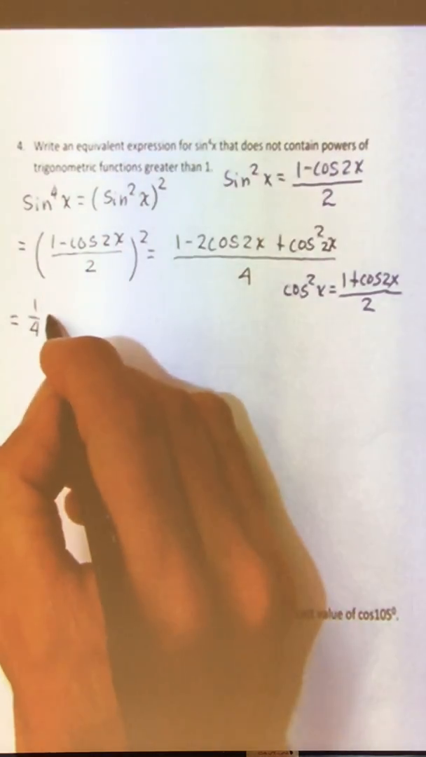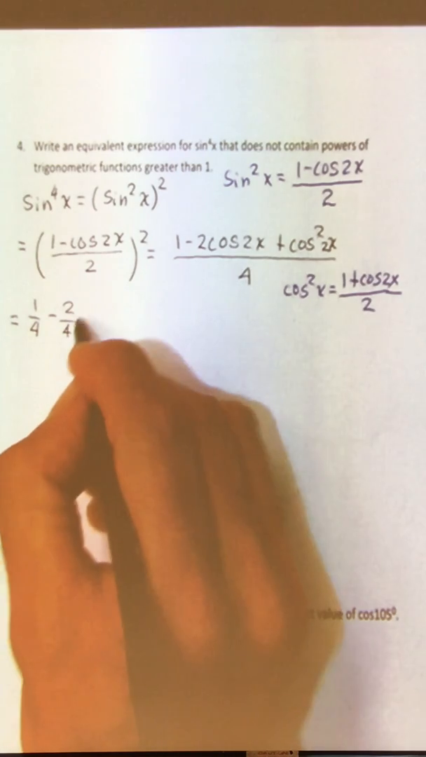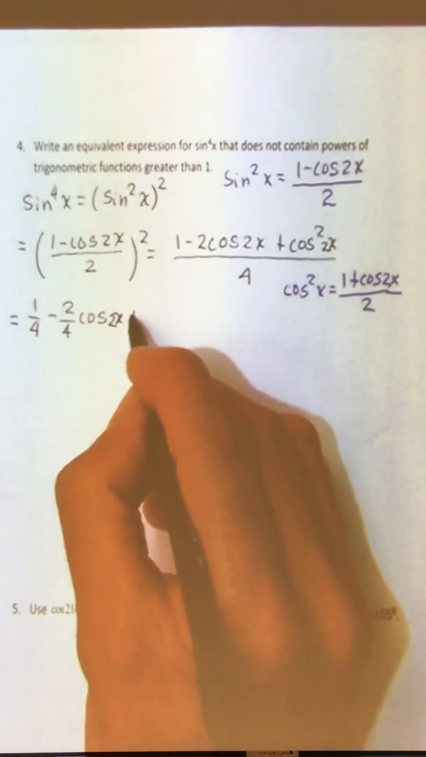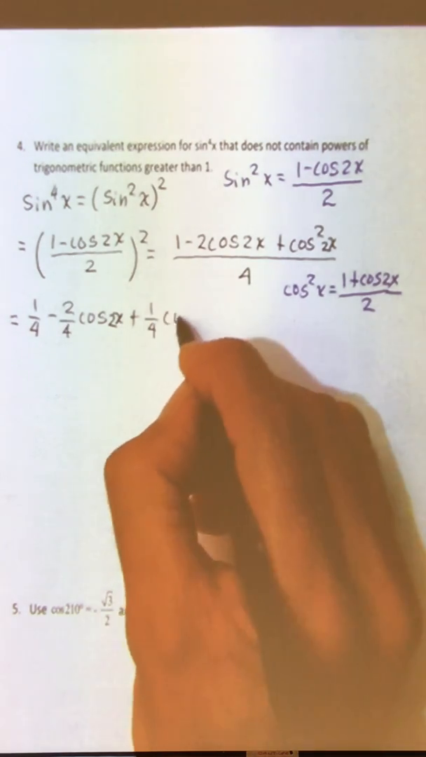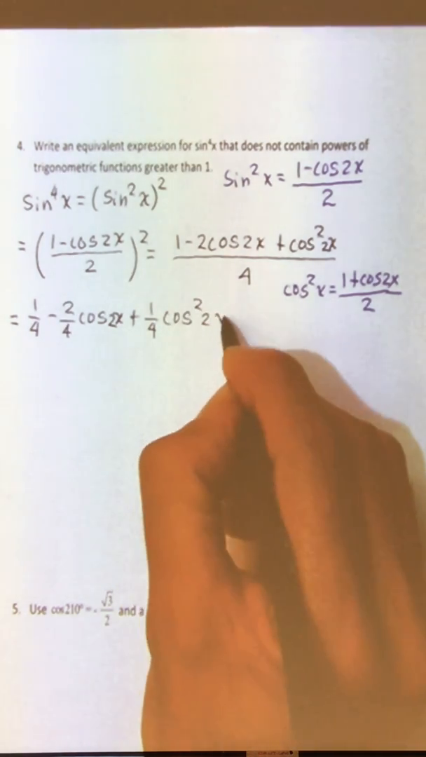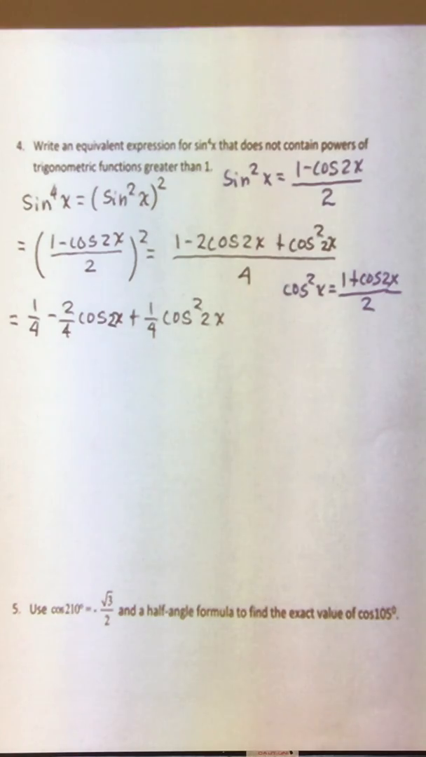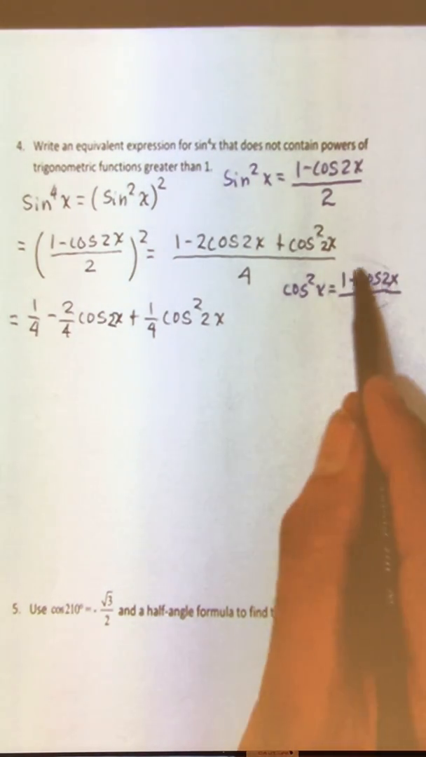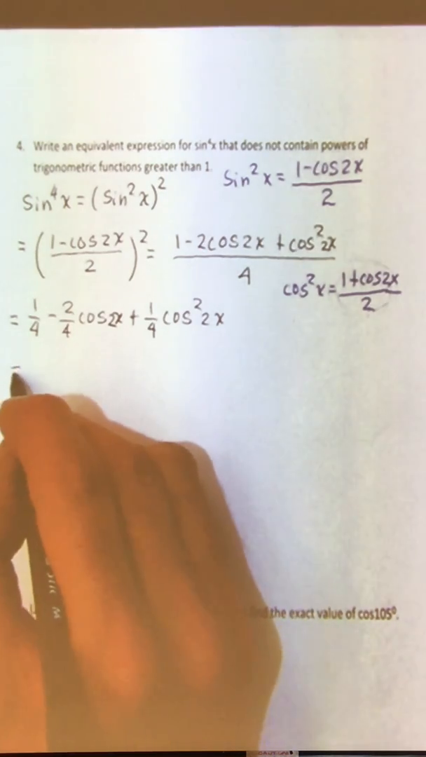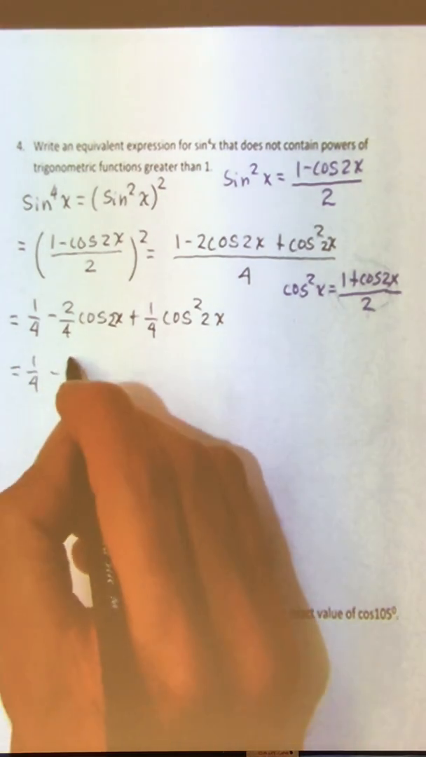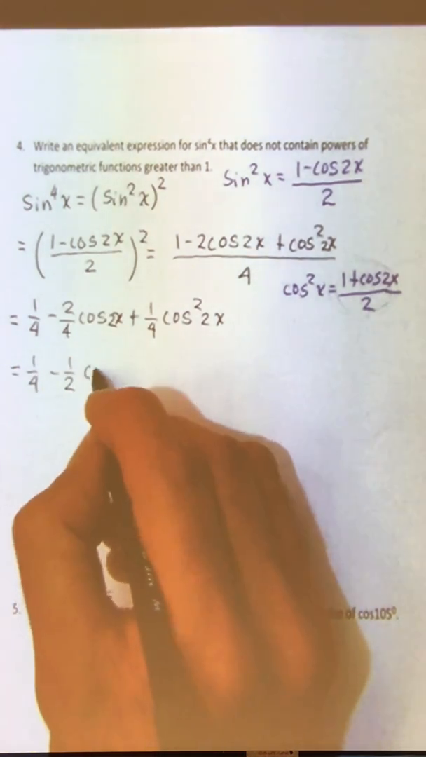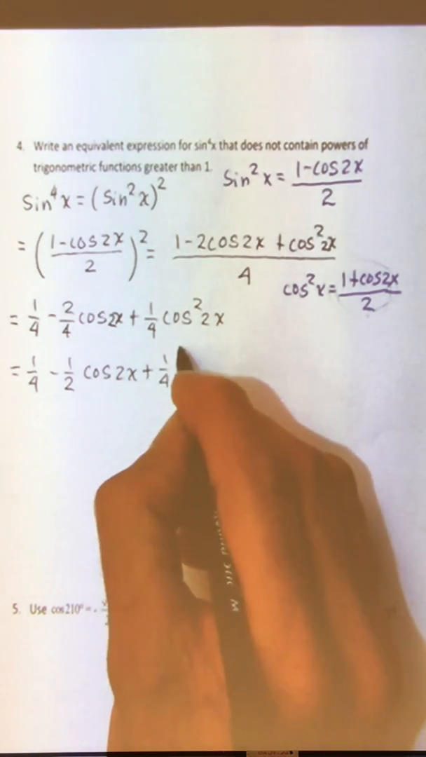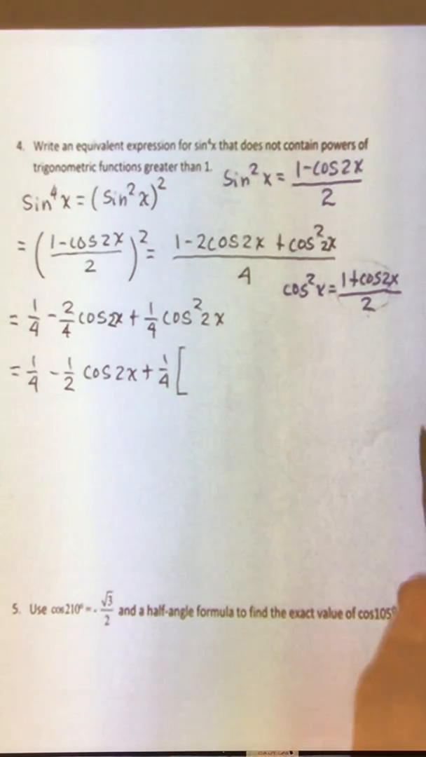So 1 over 4 minus 2 over 4 cosine 2x plus 1 over 4 cosine square 2x. Now I'll use the power reduced identity and replace cosine square of 2x with this. There's one little tricky spot here, reducing that fraction. Recopying over to here, put a bracket in there.